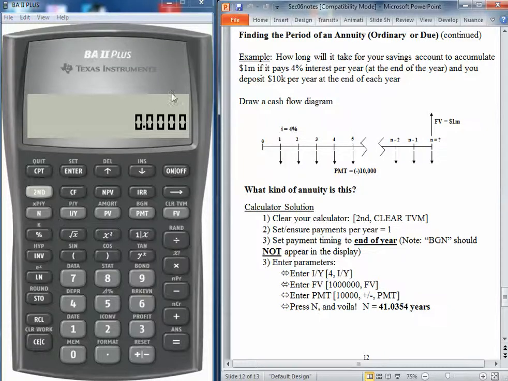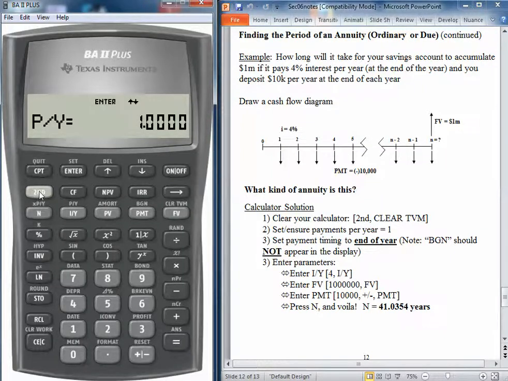If you have BGN here on the face of the calculator, you need to make sure that you change it to the end or an ordinary annuity. We will clear time value of money. We'll make sure that our payments per year are set at 1. We haven't changed that, so there's no reason to suspect that. Now we're solving for the number of periods. We are collecting interest at 4%.